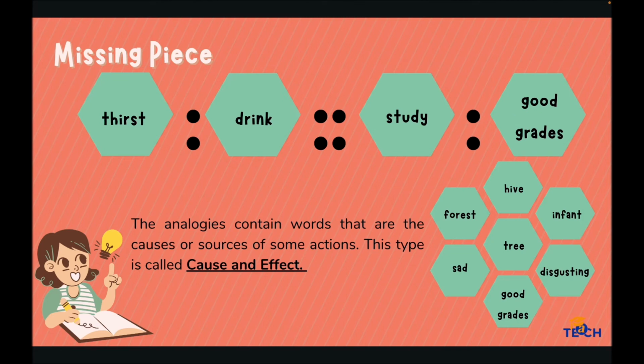Let's proceed to item number 3. What do you observe? The analogies contain words that are the causes or the sources of some actions or conditions, which are thirst and study, and the other words that are the effects or the results or consequences, which are drink and good grades. And that type is called cause and effect.